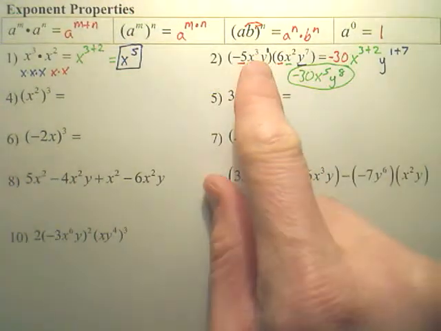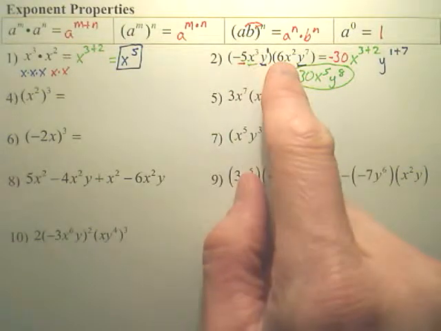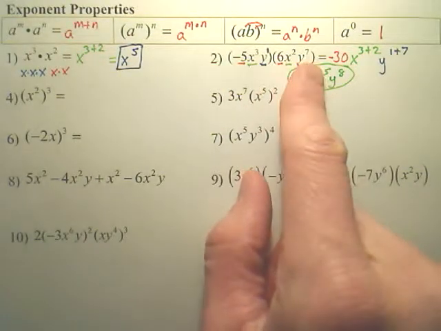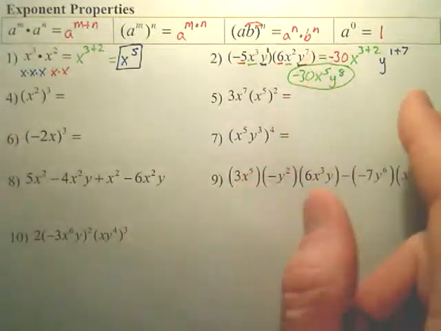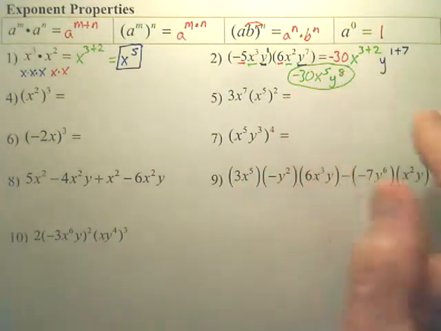Now, you could technically put 3 x's, x, x, x, y, be the 6, x, x, and then 7 y's, and then sit there and combine them all. That's a pain. It's a lot easier just to add the exponents.